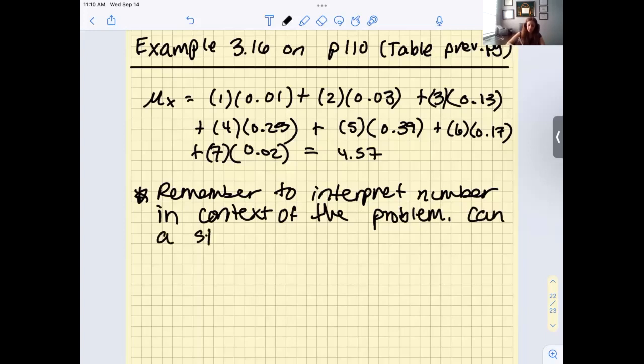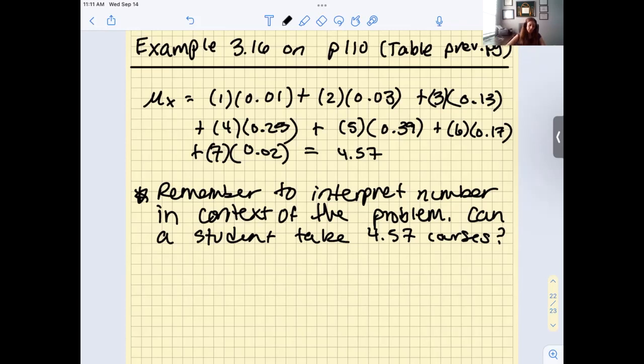For example, can a student take 4.57 courses? No. So you would probably make a statement more like the average student takes between 4 and 5 classes, right? Or the average student takes 5 classes because it rounds up to 5. So some sort of interpretation in terms of the actual problem.